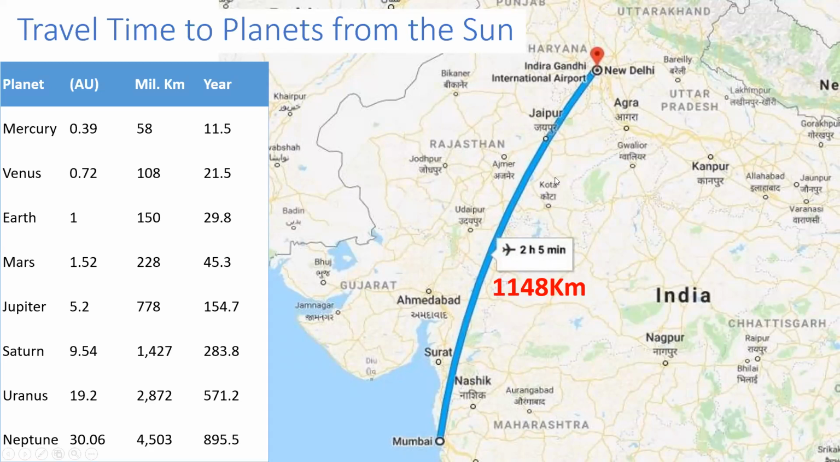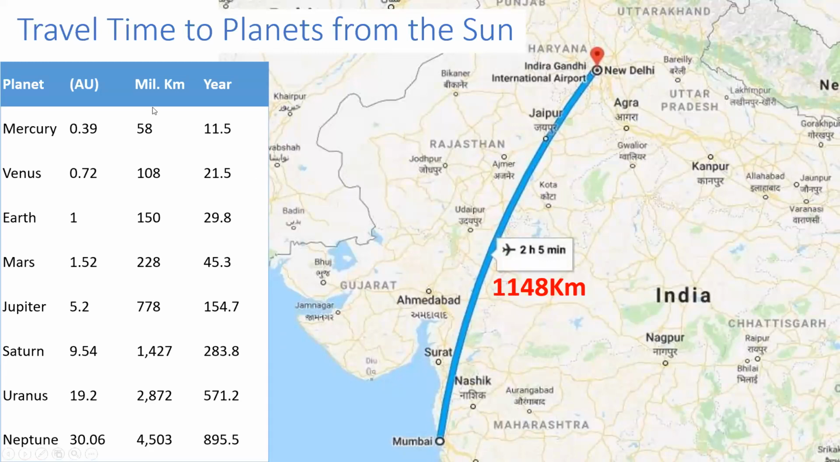if you travel using the same aeroplane from Sun to Mercury, it is going to take 11.5 years. From Sun to Venus, it is going to take 21 years, and to Earth, 29.8 years. And to Mars, it is going to take 45.3 years. To Jupiter, 154, Saturn, 283, Uranus, 571, and for Neptune, it is going to take 895.5 years. This is just for a comparison, which gives a sense of how far these bodies are from the sun and from each other.